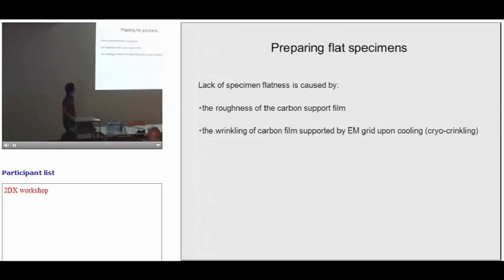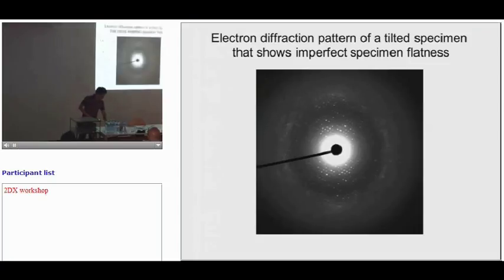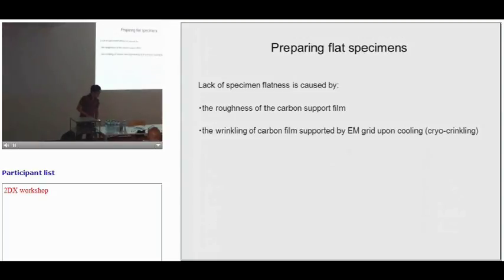One of the biggest problems is the lack of specimen flatness. As shown here, imperfect specimen flatness causes diffraction spots perpendicular to the tilt axis to be blurred or even disappear. The lack of specimen flatness is caused by the roughness of the carbon support film and the wrinkling of the carbon film supported by the EM grid when the temperature is lowered to liquid nitrogen or liquid helium temperature, which is called cryo-crinkling. This is because of different shrinkage of the EM grid and carbon film.